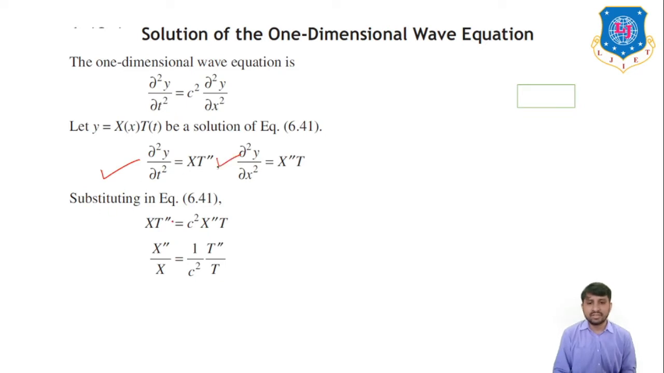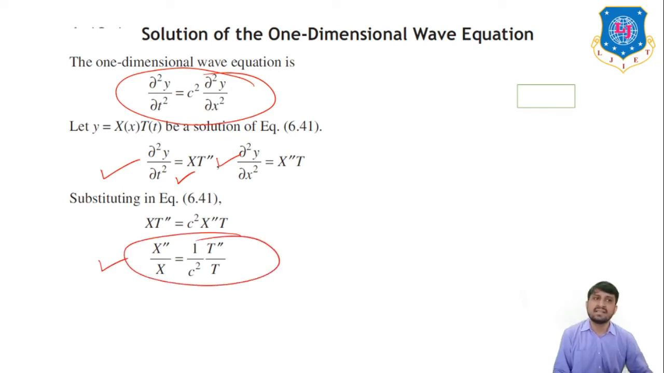Now substituting these two equations in the original equation number 1, we get X T double dash equals c square X double dash T. Using the method of separation of variables, X double dash upon X equals 1 upon c square T double dash by T. Here the LHS is a function of x only and the RHS is a function of t only, so now we can find the solution.